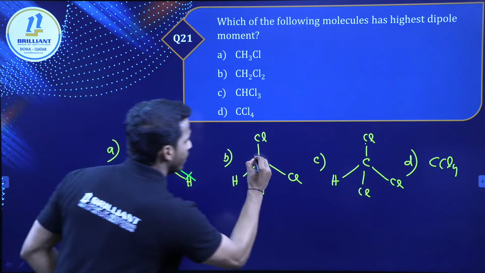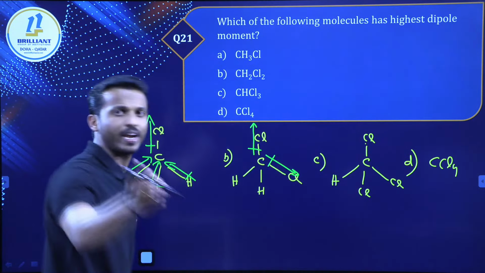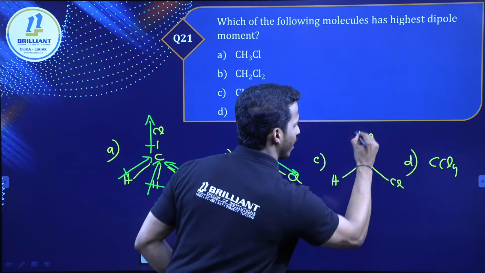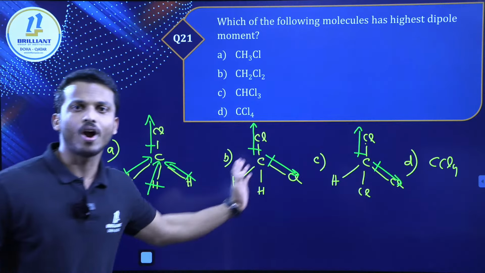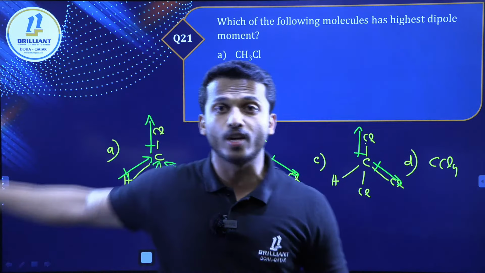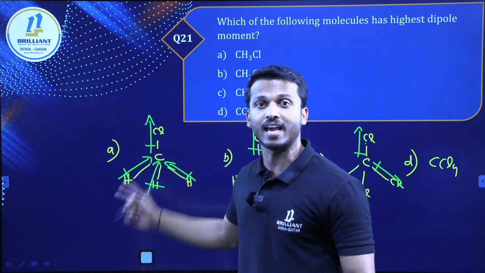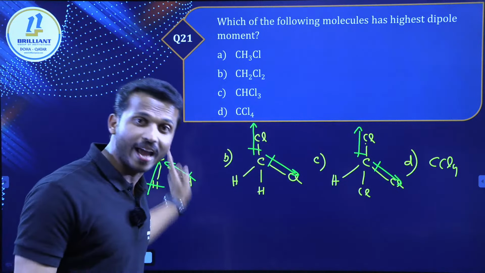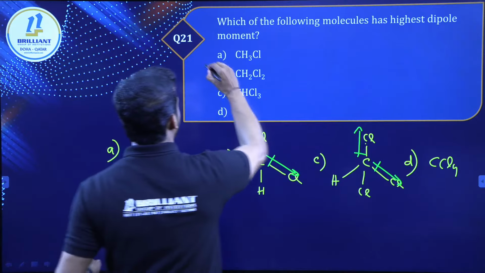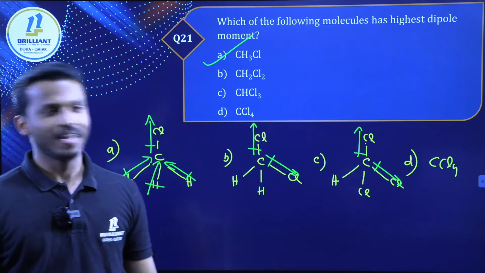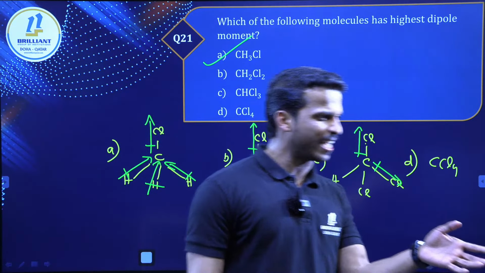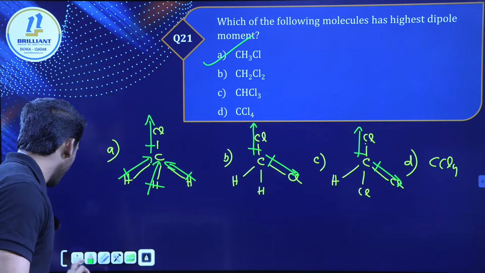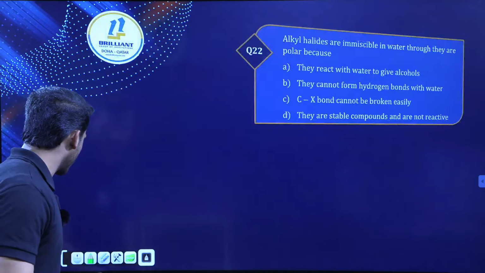What about option B? This chlorine up, this chlorine down. Definitely there is some cancellation, right? What about here? Up and down. In all other cases cancellations are there. But in option A, the molecule CH3Cl, all the dipole moments are adding up. So option A has the greatest dipole moment. Clear, all of you? In between some mistakes happen, no issue, try to correct it and get the idea. Let me go for the next question.